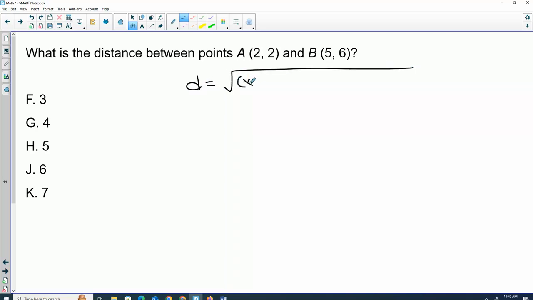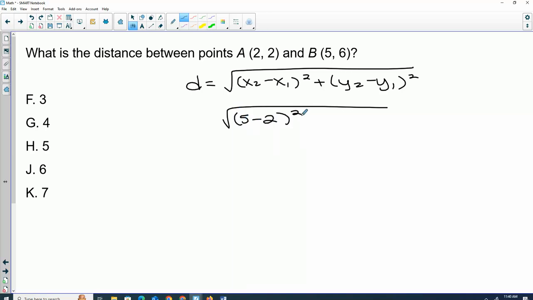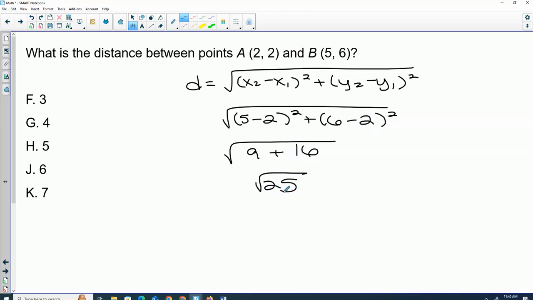So you have 2 options here. If you remember your distance formula, excellent. You're just plugging in your ordered pairs. My x2 is 5, x1 is 2, squared, y2 is 6, y1 is 2, squared. So 5 minus 2 is 3, squared is 9. 6 minus 2 is 4, squared is 16. So the square root of 25 is 5.